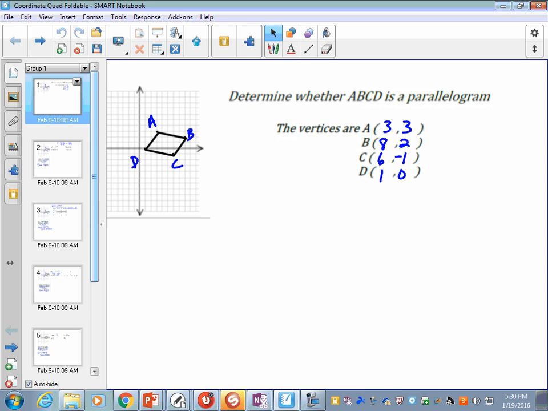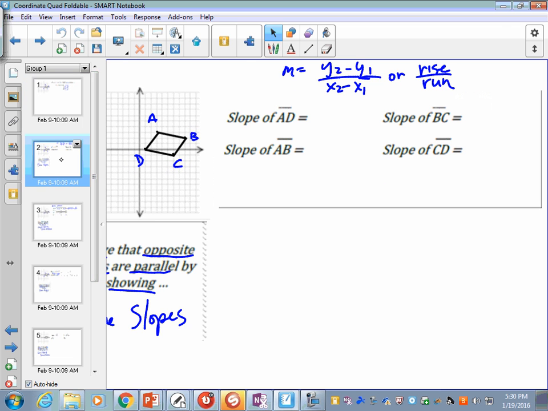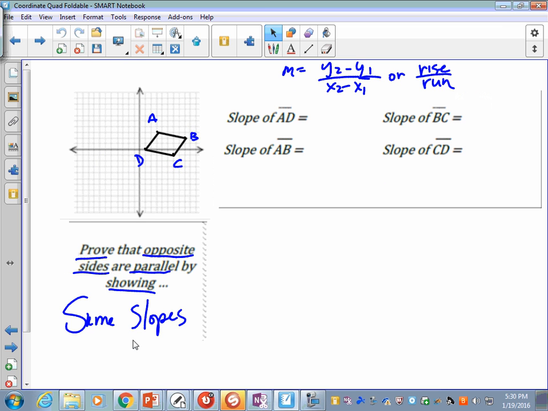which is proving that opposite sides are parallel by showing that the slopes are the same or equal. So on the next tab at the bottom, prove the opposite sides are parallel by showing the same slope. We can use our slope formula, which I believe they give you on the front tab, which is y2 minus y1 over x2 minus x1, or you can count your rise over run. I'm going to do both.